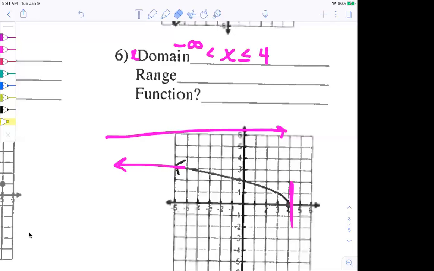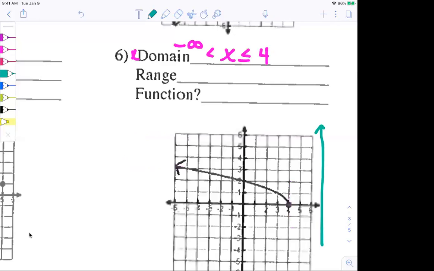All right, so then let's look at the range. Kind of cross this off. So looking at the range goes from the bottom to the top. Well, the bottom of this graph is right here at 4.